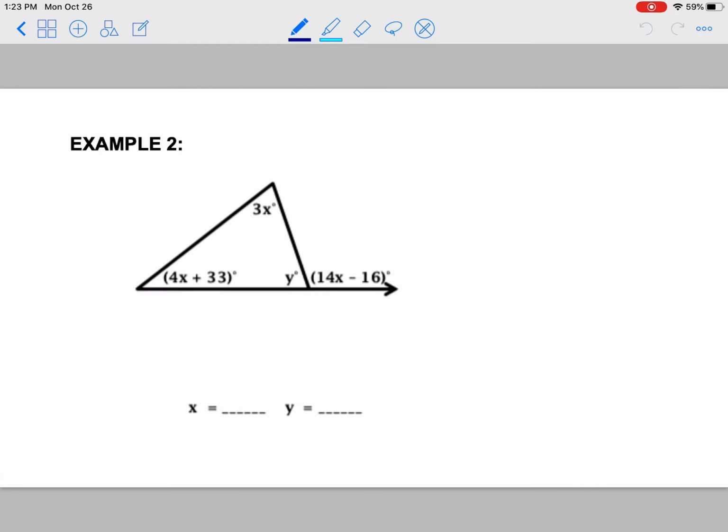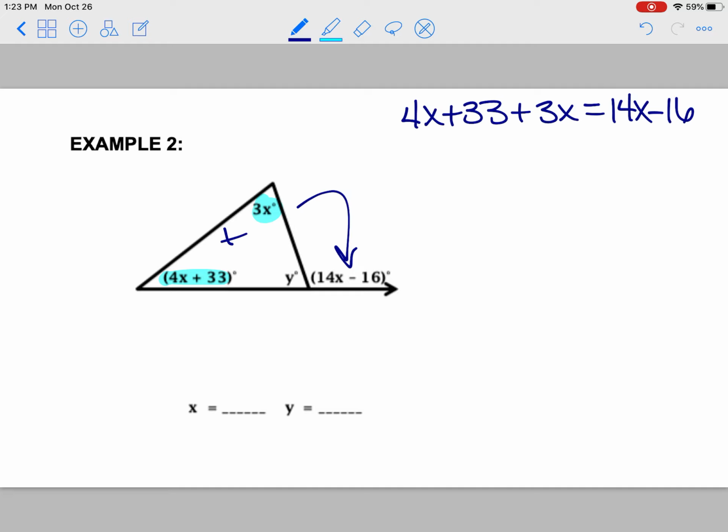So let's practice that on some of these equations here. So let's start with this one. Our two remotes here are in blue, okay? If we add those together, it's going to equal our exterior angle. So let's set that up in an equation. Our two remote interior angles, if we add them together, equal our exterior angle.